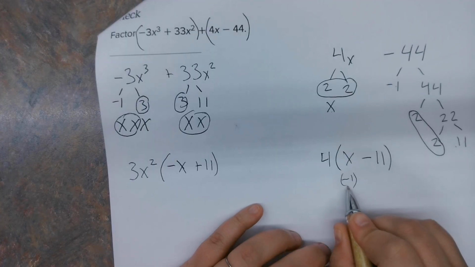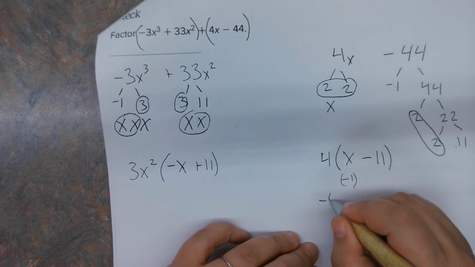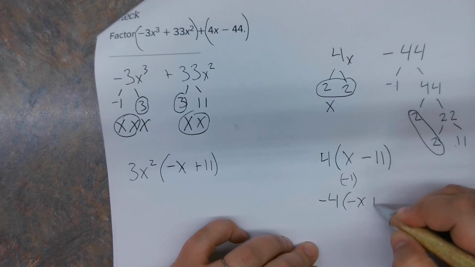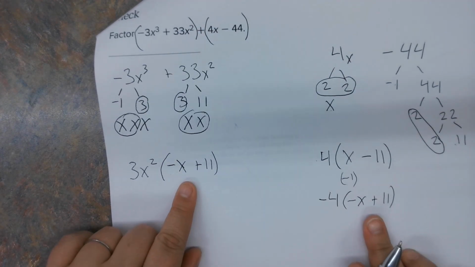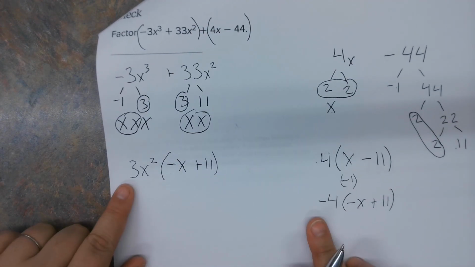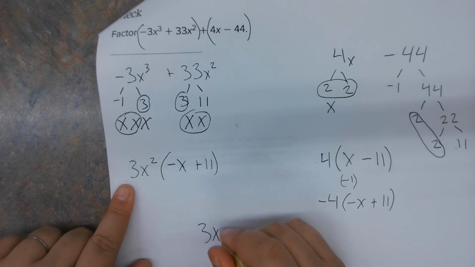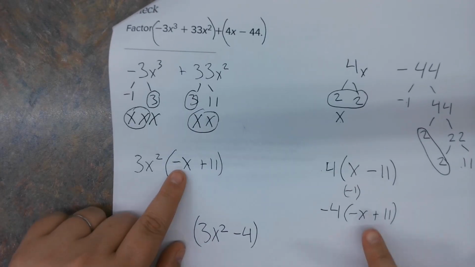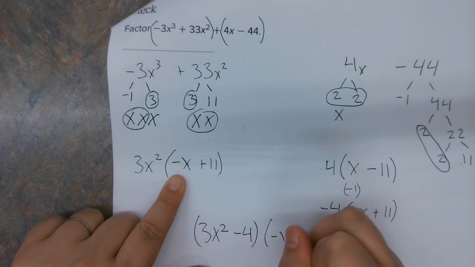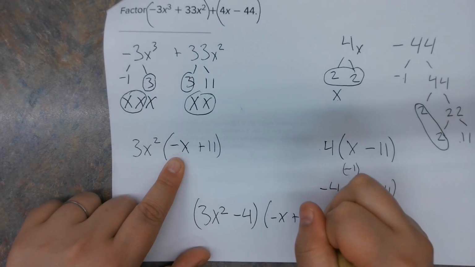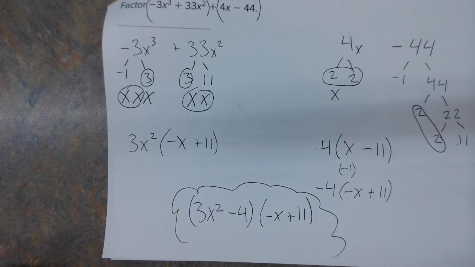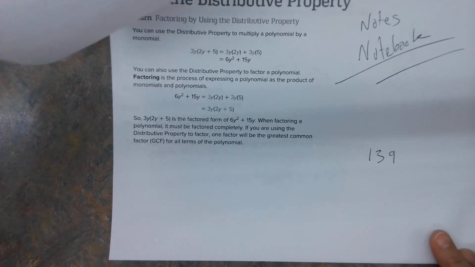-1. Pulling it out, giving it to the 4. So now I have -4. That flips the signs. So this is -x and positive 11. Ta-da! Now they match. Take the outside. 3x squared minus 4. And then these match. -x plus 11. Ta-da! Sweet. And that was lesson 9-5.